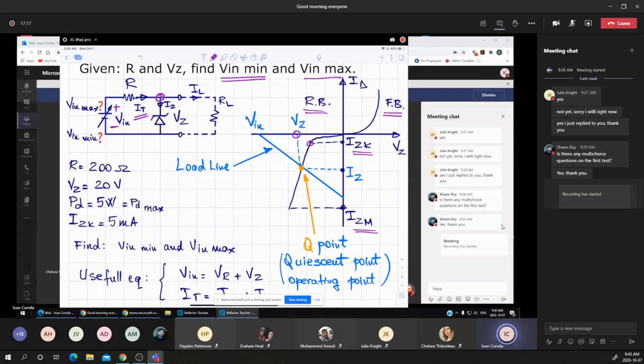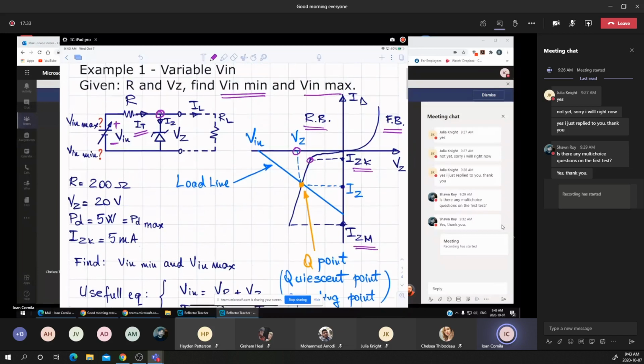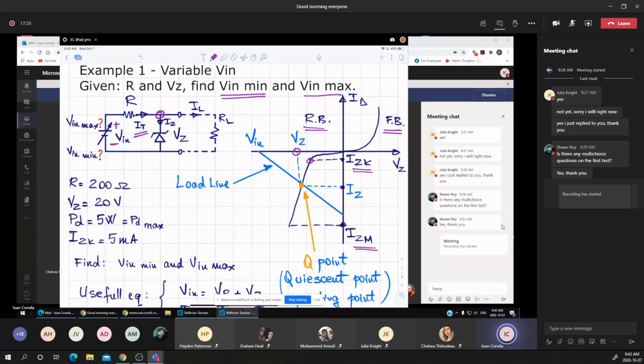Now, in this configuration, that's the basic configuration, and I'm not going beyond this basic configuration. I mentioned that there are three types of problems that you may see in assignments and tests. The first problem is, given the resistance R and given the VZ, find the limits, the minimum and the maximum voltage that can be applied to the circuit to maintain a constant voltage across the load.